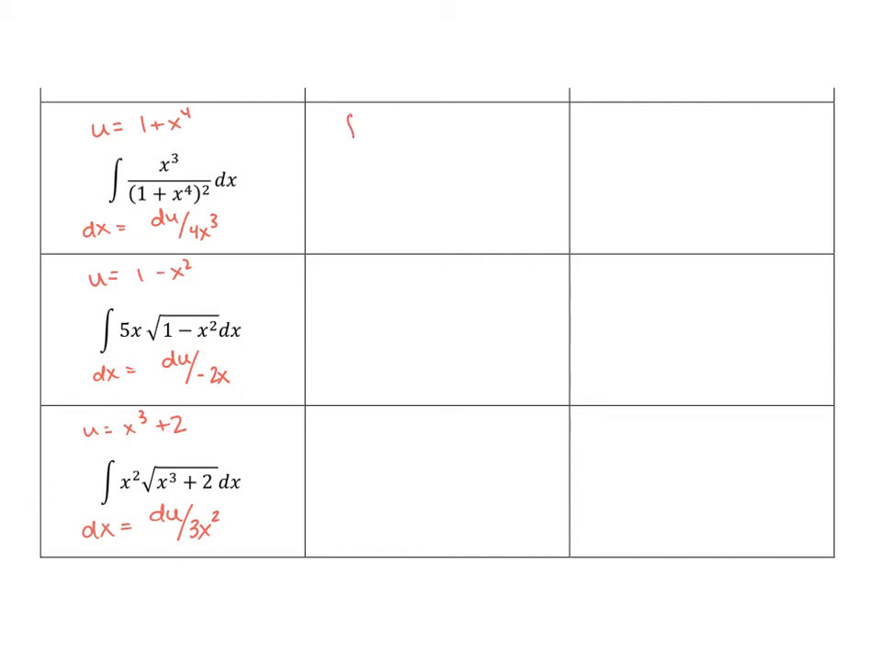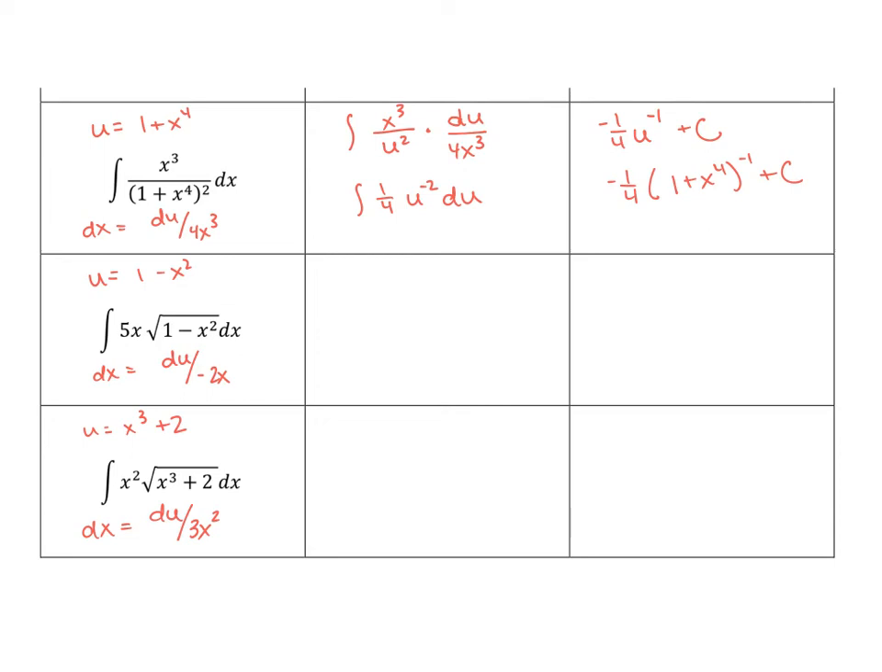So we rewrite. I'm going to have x cubed over u squared times du over 4x cubed, which simplifies to 1/4. I'm going to rewrite that 1 over u squared as u to the negative 2 because I know I'm going to take the antiderivative. So that antiderivative is going to look like negative 1/4 u to the negative 1 plus c. So my final answer is negative 1/4 times 1 plus x to the 4th to the negative 1 plus c.